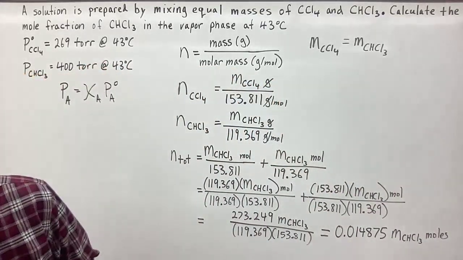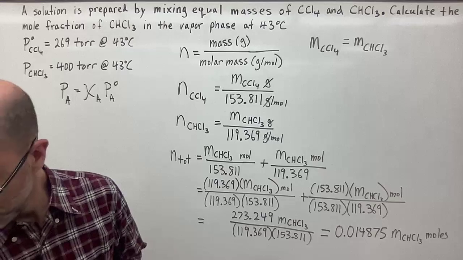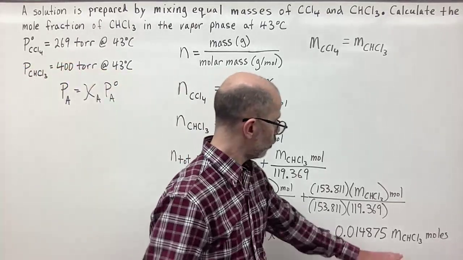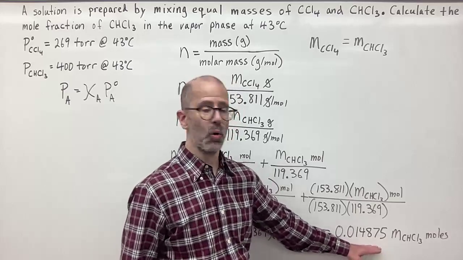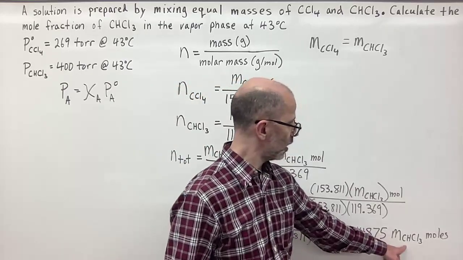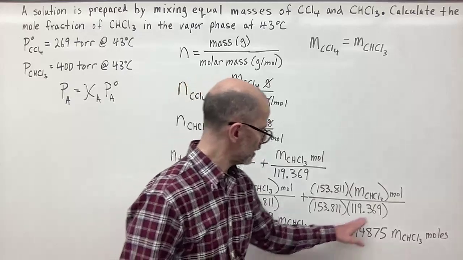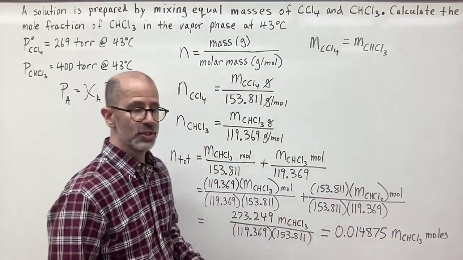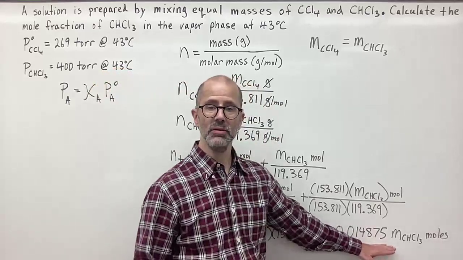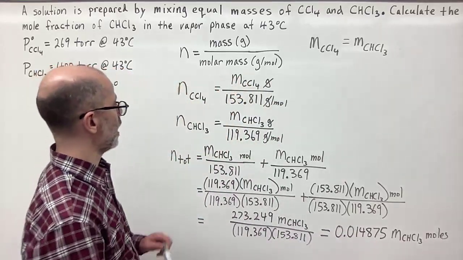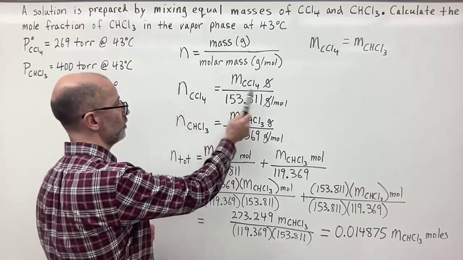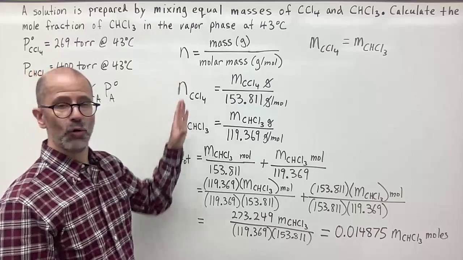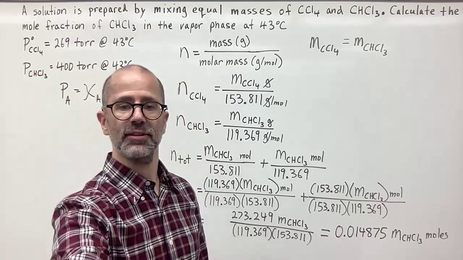Let me double check. So 0.014875, that's correct. Okay. So now this is the total number of moles in terms of mass of CHCl3. So whatever this factor multiplied by whatever this mass is gives me the total moles. So I have the total moles here, and I have each of the moles of the substance here. So now I can calculate the mole fraction for both of these.